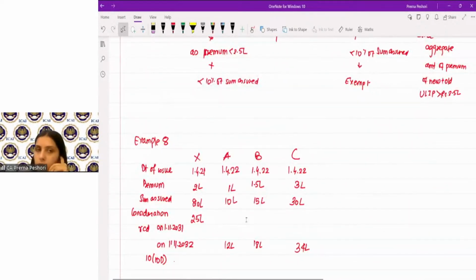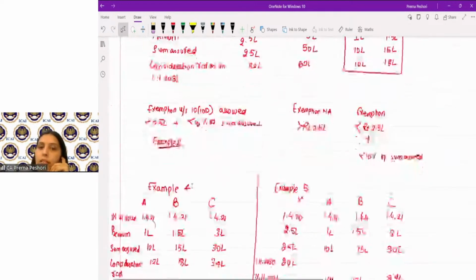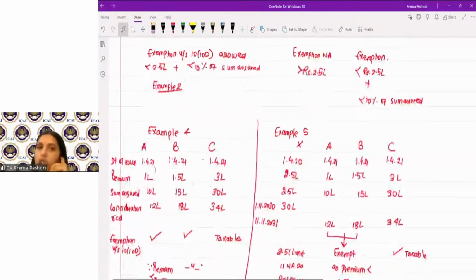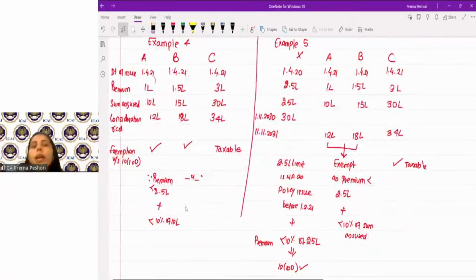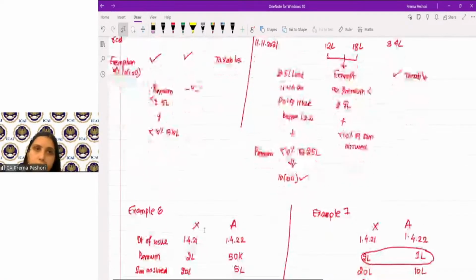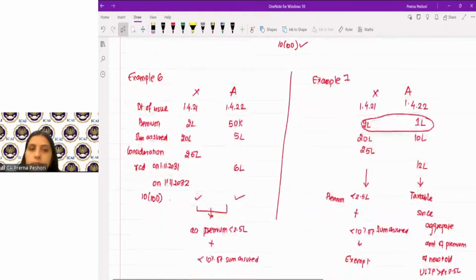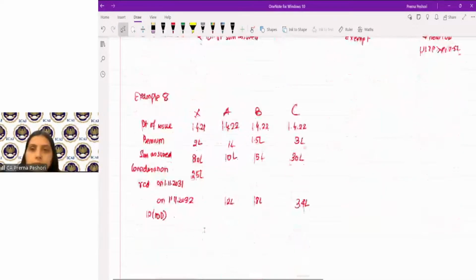Now, if you see example 5, it is more or less similar to example number 8. The only difference is that X here is issued after 1st April 21, and in example 5 it was issued on 1/4/2020. So for X, the 2.5 lakh limit was not applicable as it was issued prior to 1/4/2020. But if it had been issued in 2021, then the example is exactly going to be the same. So in that case, you will consider it in a similar way as example 8. Are we clear? So what will be the answer over here?